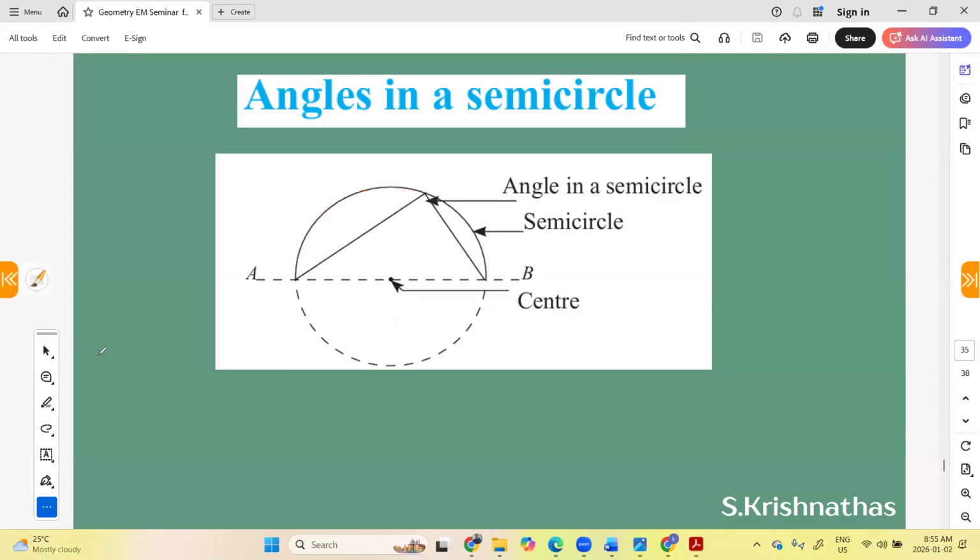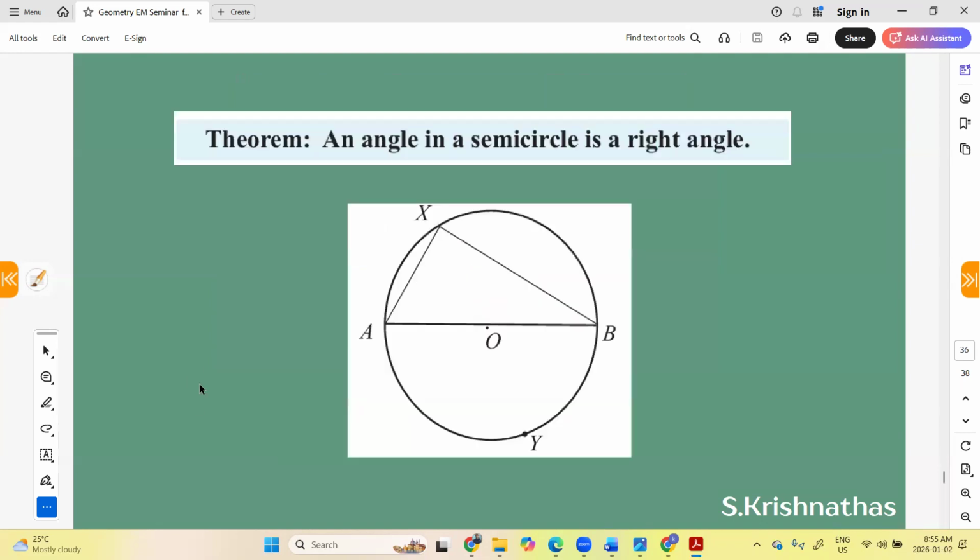We can check the theorem, students. An angle in the semicircle is a right angle. That is easily proven. Students, this arc subtends an angle at the center of how much? 180 degrees. This is 180 degrees. This one is how much? 90 degrees. This is 180 degrees, this is 90 degrees.